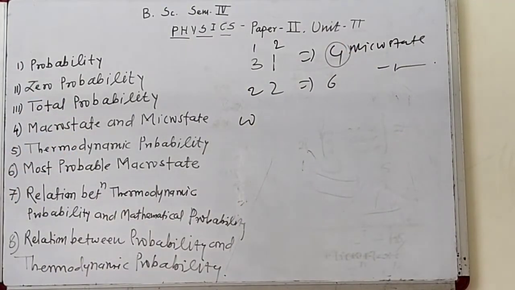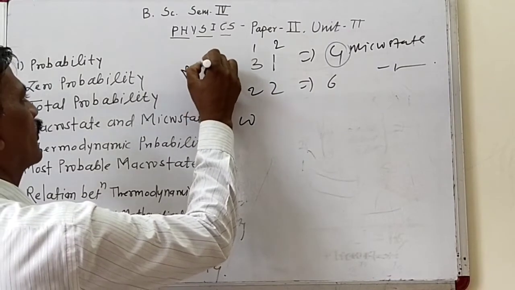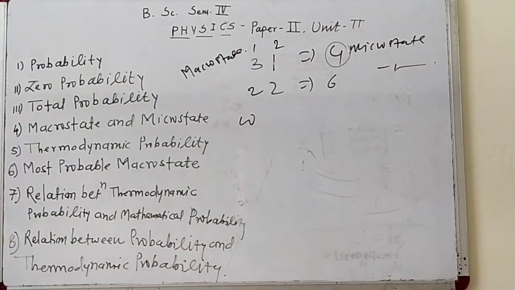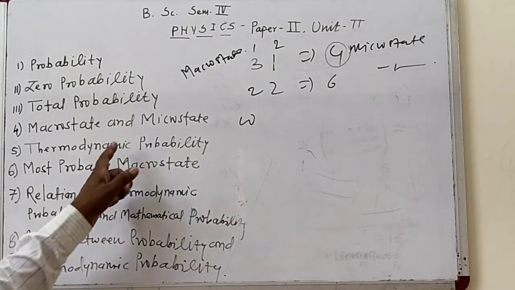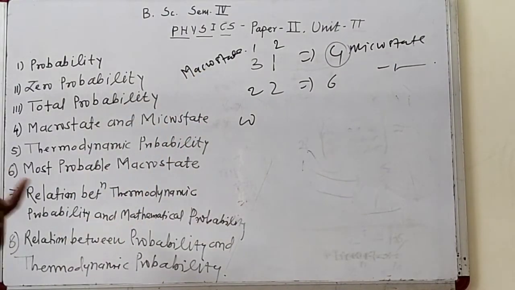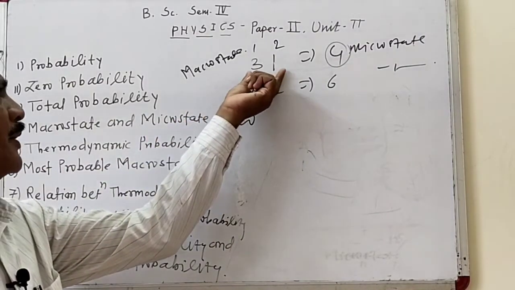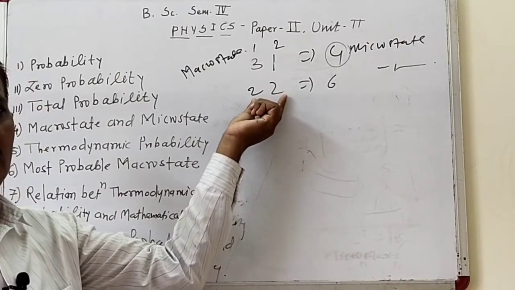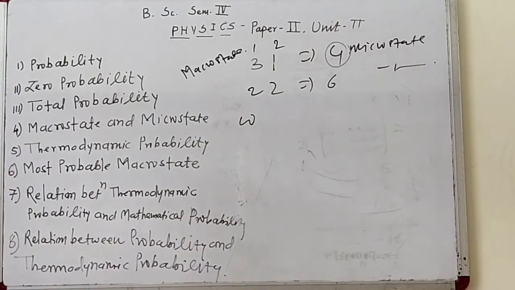microstates corresponding to a macrostate of the system. What is the thermodynamic probability of this macrostate? 4. And this is 6 for the other macrostate. That means what is thermodynamic probability? Thermodynamic probability is nothing but the number of microstates in a particular macrostate.